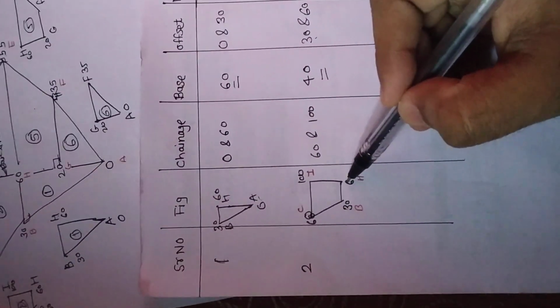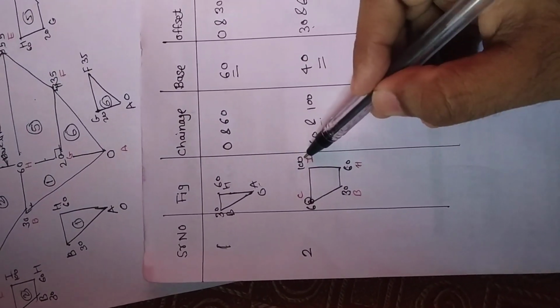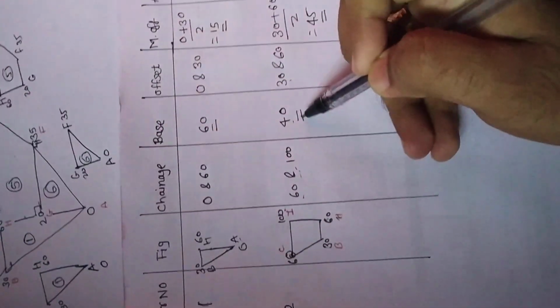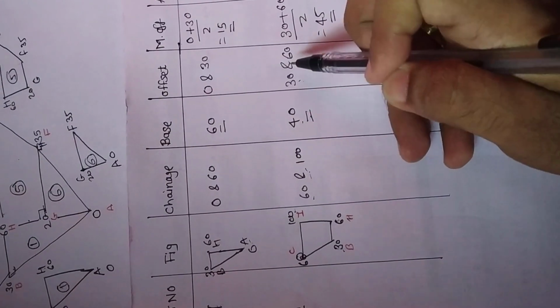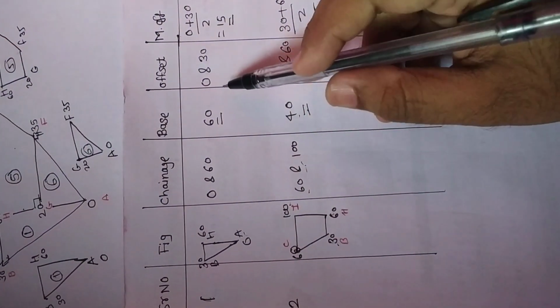I am explaining again. Chainage: how am I calculating chainage? Here is 60, here is 100. So my base chainage is 60 and 100. My base is 100 minus 60, which is equal to 40. Offset: on the left side of 60 there is 30, so I am writing 30 here. If there is nothing on the left side, write 0.